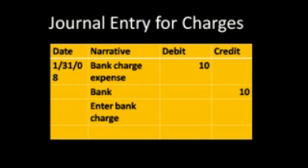One of the entries was for bank charges. To enter these to the account, we write a journal entry. We debit the account for bank charges expense with $10 and credit the bank account with $10. The journal would then be posted to the accounts.